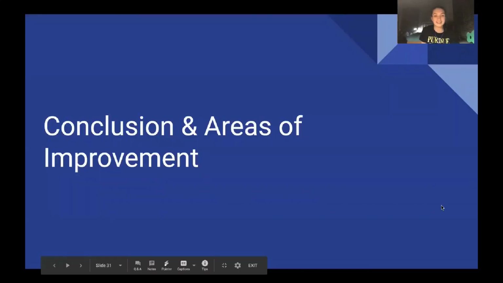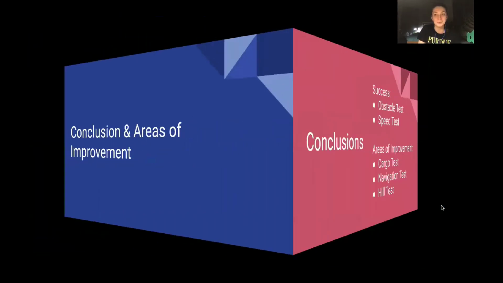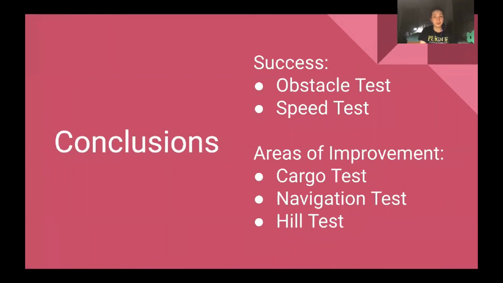All right, lastly, we have our conclusion and areas of improvement. Our conclusion: it was a success in 2 of the 5 tests. We succeeded in the obstacle portion of the test and the speed test. We failed at the parts of the track that include the cargo drop, navigating a dotted line, and the turn hill turn. But these things could have easily been fixed with some improvements to our design.